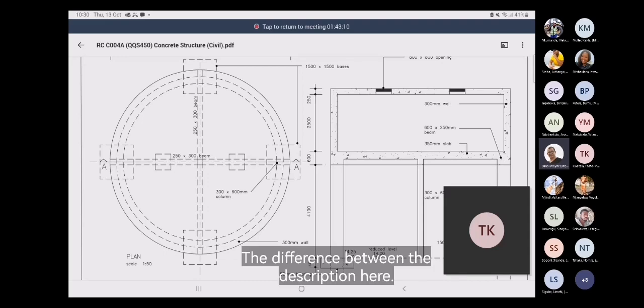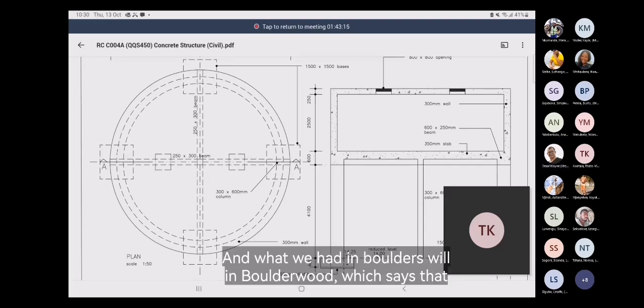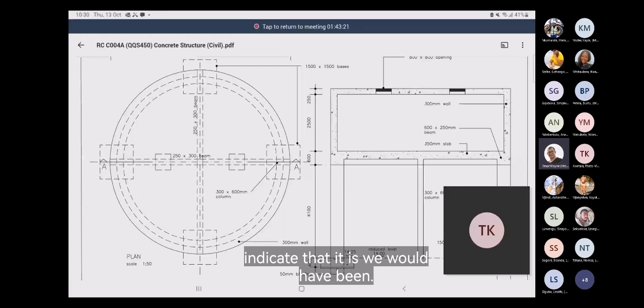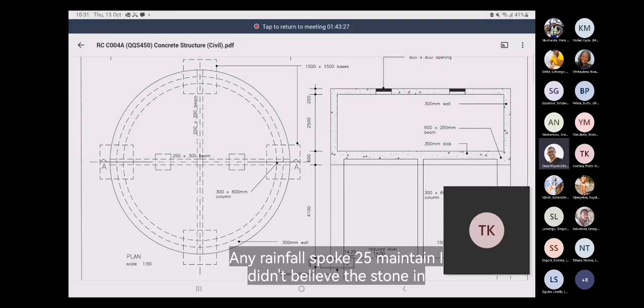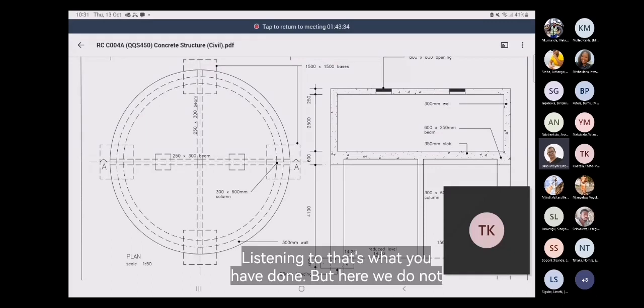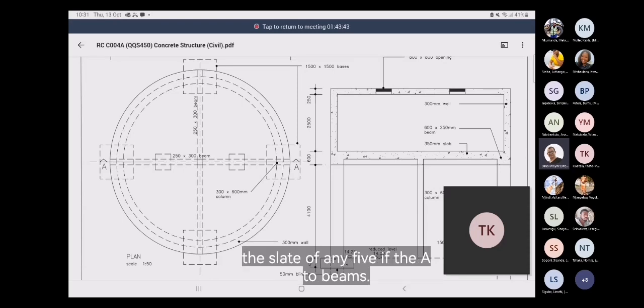See the difference between the description here and what we had in boulder's work. In boulder's work, the different components are kept together, and we would have indicated reinforced concrete 25 MPa 19 millimeter stone in slabs, beams, and inverted beams, underlining beams. That's what we would have done. But here, we do not. We just say reinforced concrete to beams with a strength of 25 MPa.